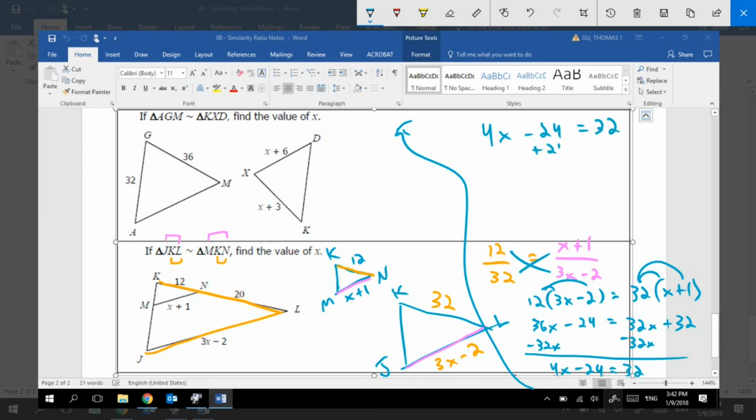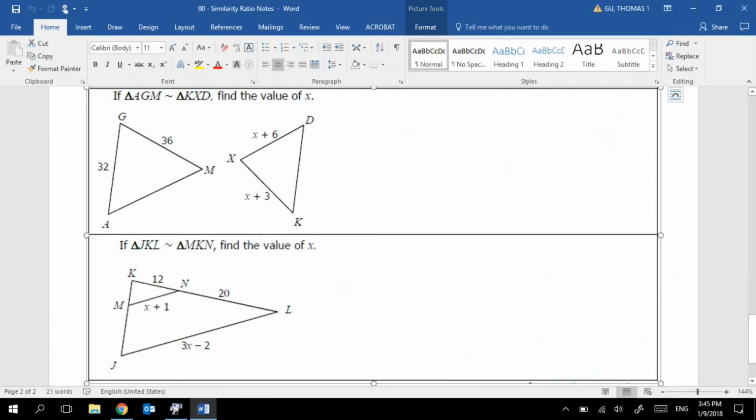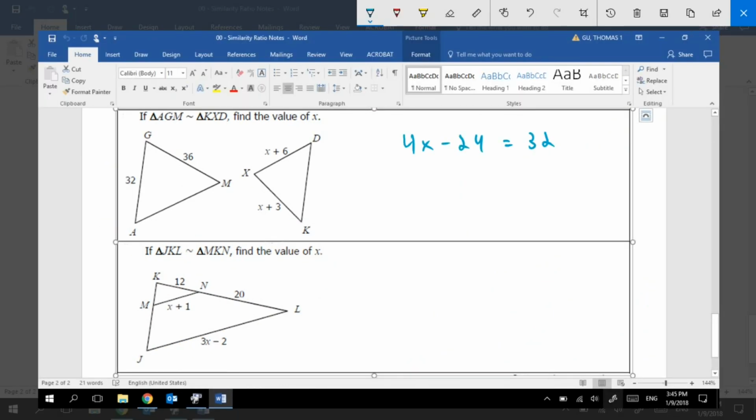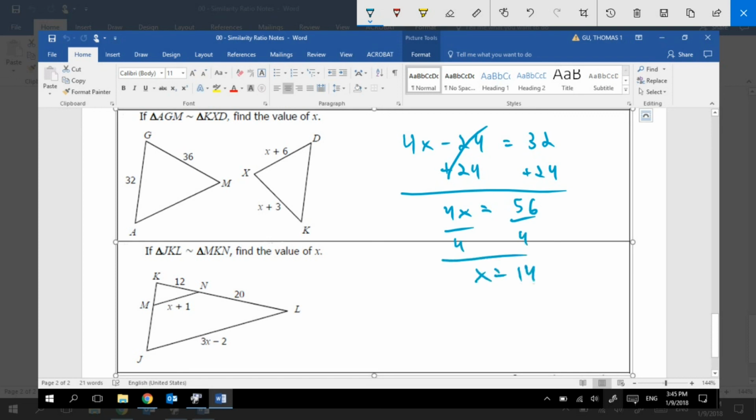Add 24 to both sides. That gives me 4X equals 56. And then I'm going to divide by 4 to get my X alone. And X equals 14. There it is. We have solved for X.